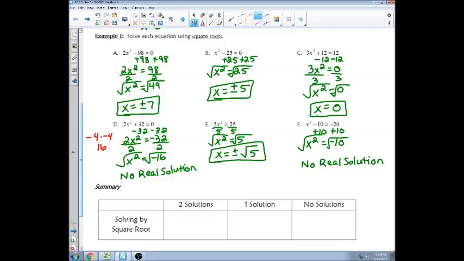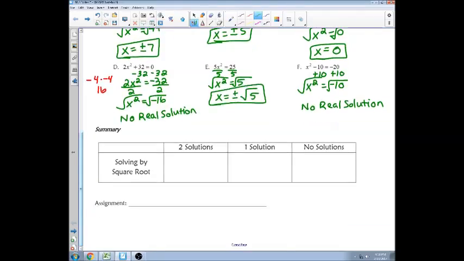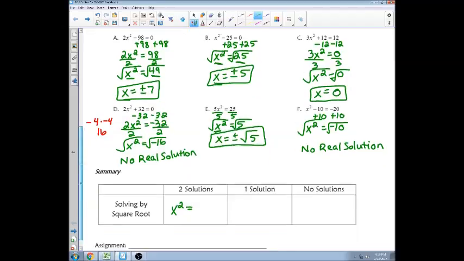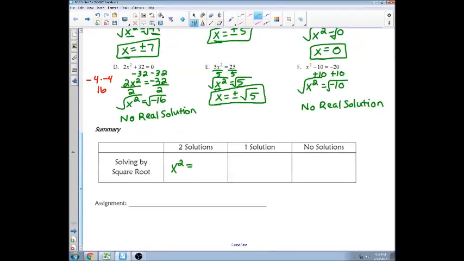All right, this table at the bottom, all this is really going to do is talk to us about when do we get two solutions, when do we get one solution, when do we get no solutions. So solving by square root. We'll get two solutions when my x squared is equal to what? Well, let's look back up at the problems we just did. I got two solutions in A, two solutions in B, and two solutions in E. What is x squared equal to? Well, x squared was equal to 49, which was positive. X squared was equal to 25, which was positive. And x squared was equal to 5, which was positive. So I will get two solutions when x squared is equal to a positive number.